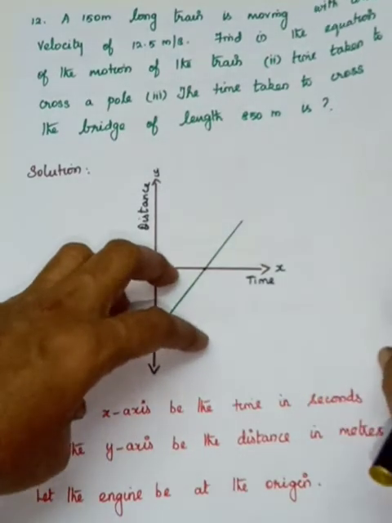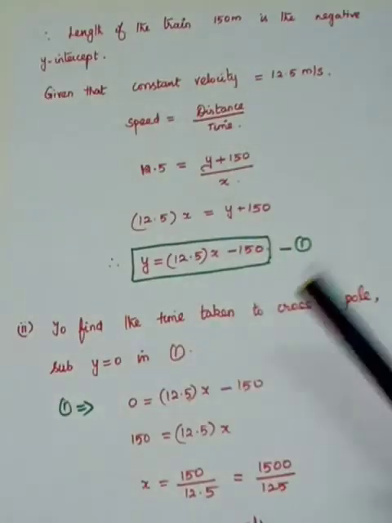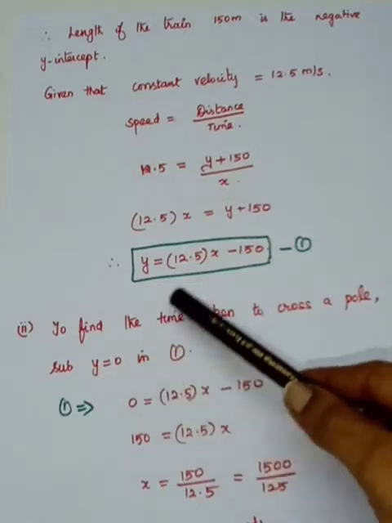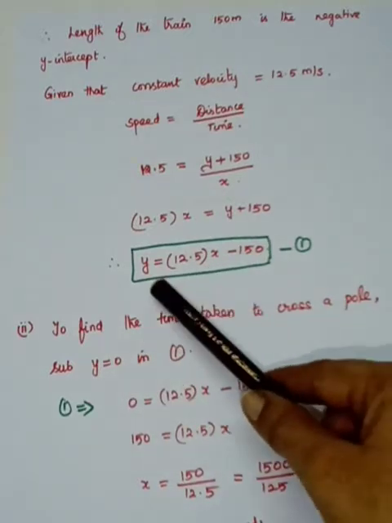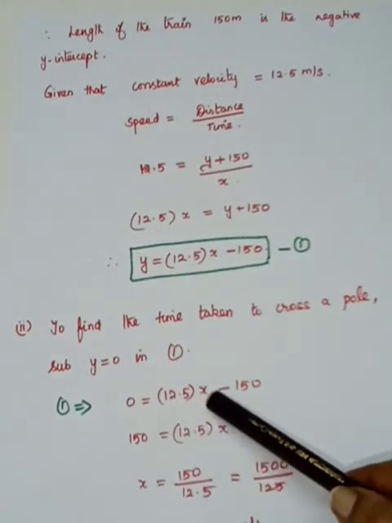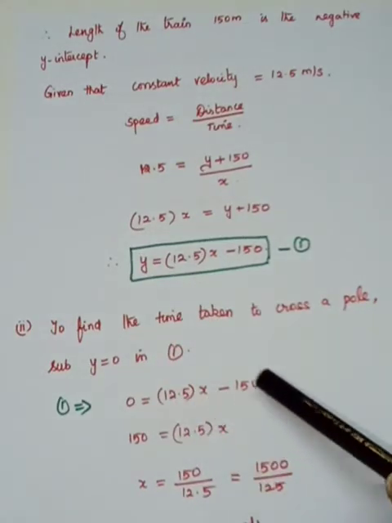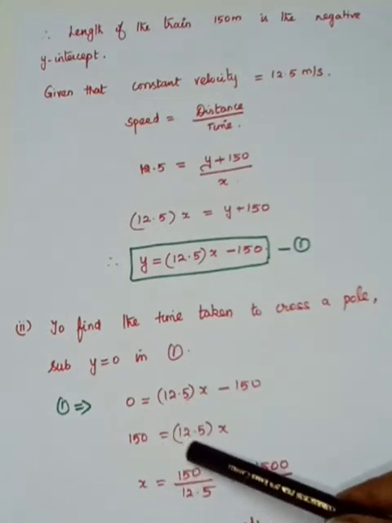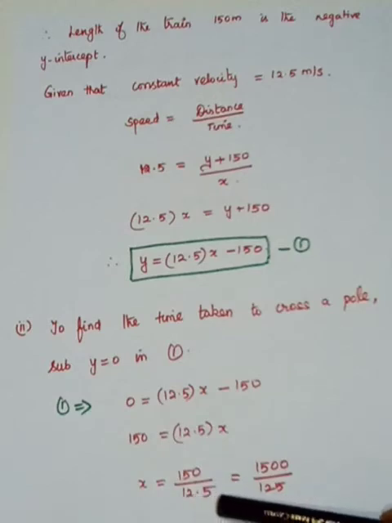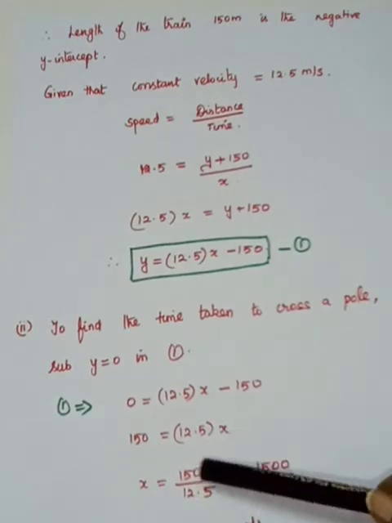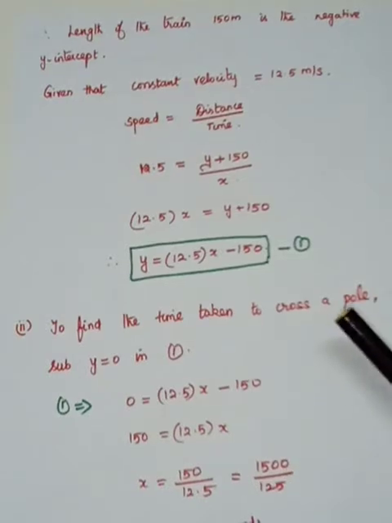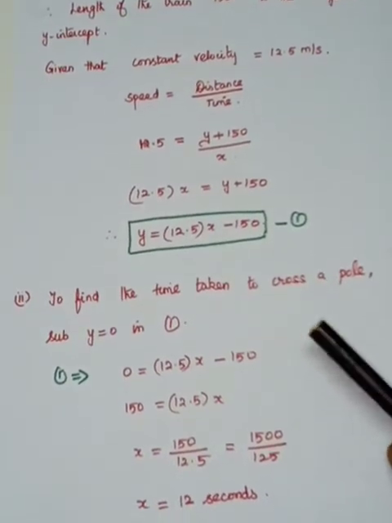So what we have to do? What is y-intercept? That is, we'll take y as 0 in this equation. Okay, y distance will become 0. So if we substitute 0, that is 12.5 into x minus 150. If you simplify, 150 is equal to 12.5 into x. So x is 150 divided by 12.5. If you remove the decimal place, you multiply and divide by 10. So it will become 1500 divided by 125. So if we simplify, 12.